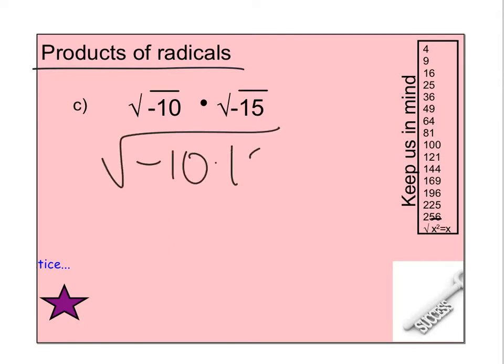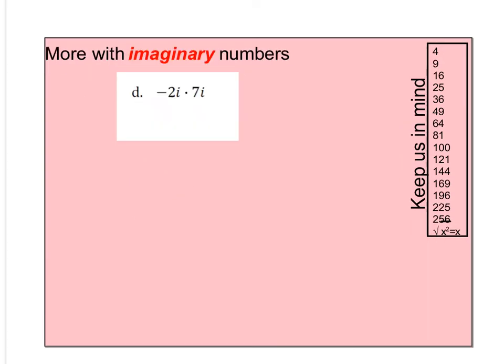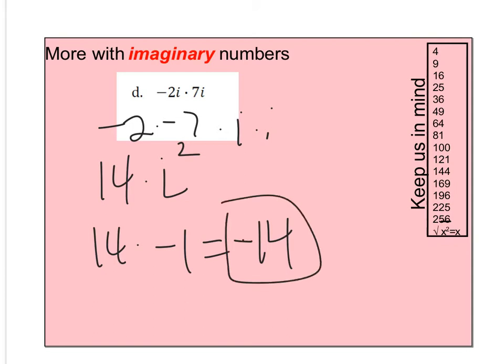Negative 10 times negative 15. Well, that becomes a positive 150. Now I can do this. This is way easier. So I can go 25 and 6. So I can go 5 square root of 6. There's my answer. Here, so I'm going to go negative 2 times negative 7 times i. Well, that's positive 14. And then I've got i squared. So that's 14 times negative 1. So that's negative 14. There's my answer. i squared is negative 1.